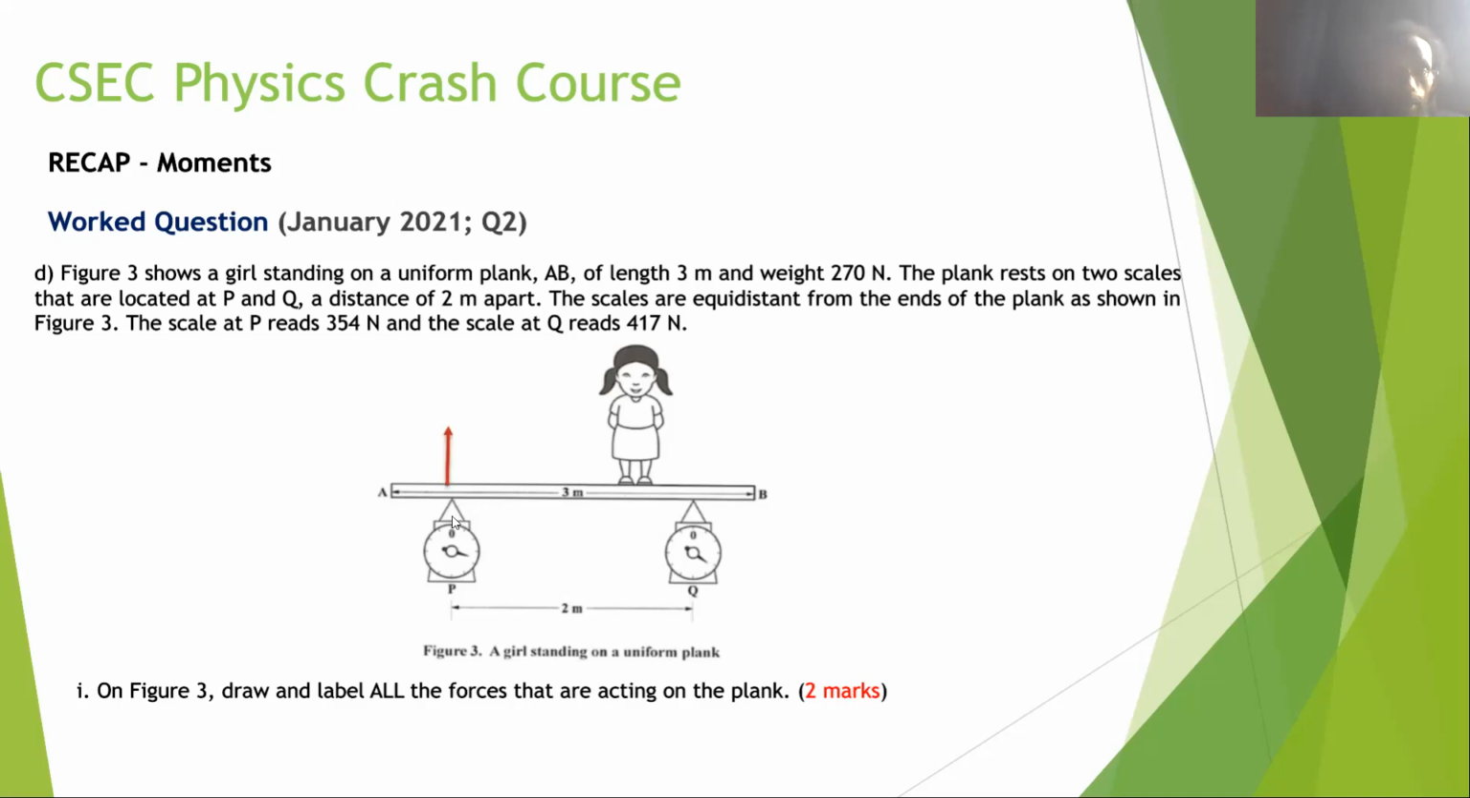The first force we can label is the reaction force at the support from this first scale P, and we can call it R1. We have a second reaction force, sorry for the displaced labelings, maybe the size of the diagram was changed, but this should be right here. This one is R2, the reaction on the support at scale Q. Then we have the weight of the plank, that's 270 newtons. And finally, we have the weight of the girl, which is unknown at the moment.